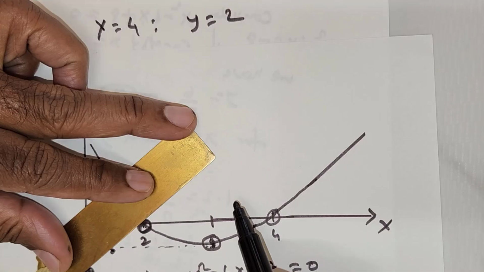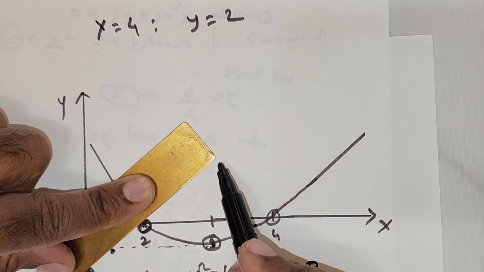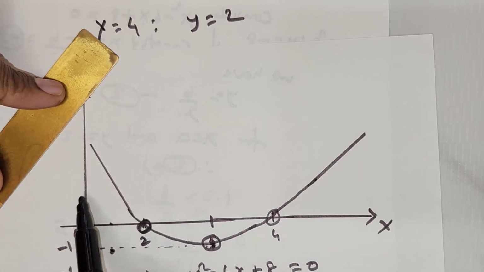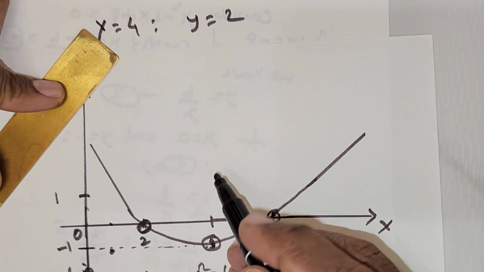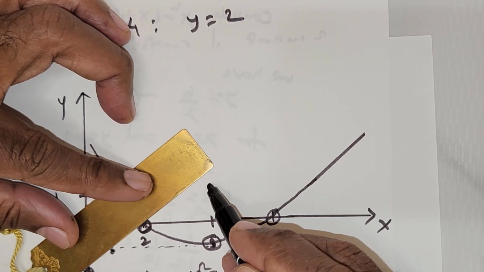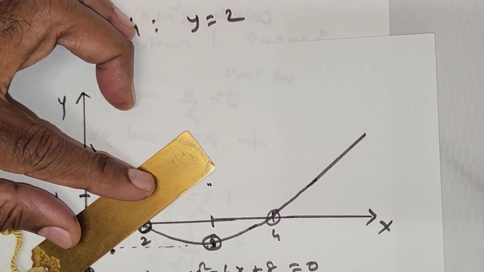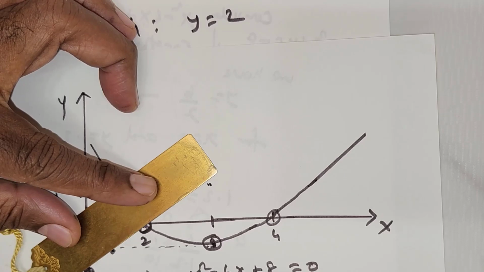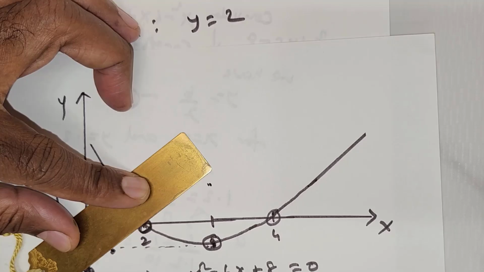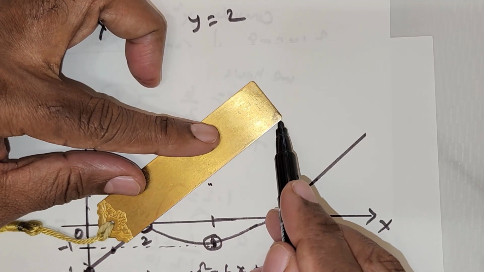So is there anything else? x is equal to 3. What happens when x is equal to 3? y is equal to 1. When x is equal to 3, if I take this point as 1, this is the approximate graph. So these are the main points I'm showing here. The graph will be heading like this.